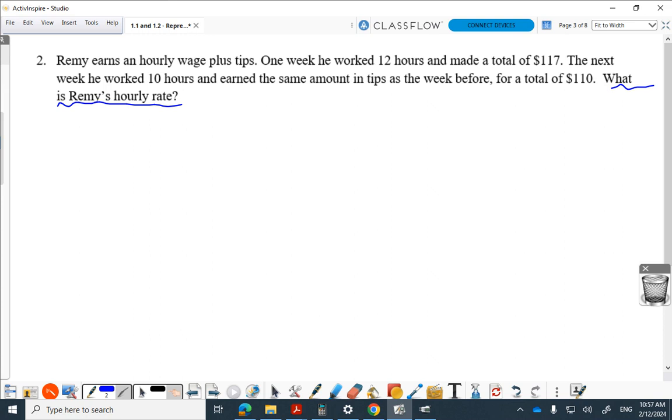Oftentimes, that's a lot easier than it looks. It's right in the question. It says, what's the hourly rate? Let x equal the hourly rate. And so in this question, let y equal the other unknown in the question, the other thing that we'll be working with, which is y equals his tips.